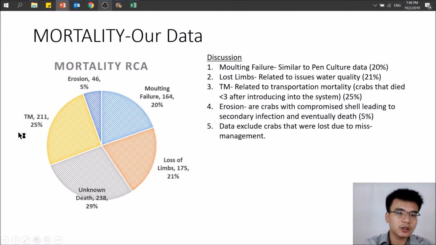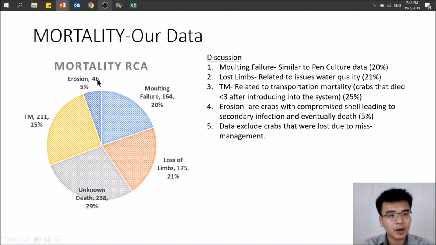Another big portion of mortality in our system is what we call TM, which we categorize as transport mortality. As you can see, it accounts for 25%, and it's one of the major reasons why mortality is very high, especially in a system like ours. We will explain a bit more about these individual root causes.